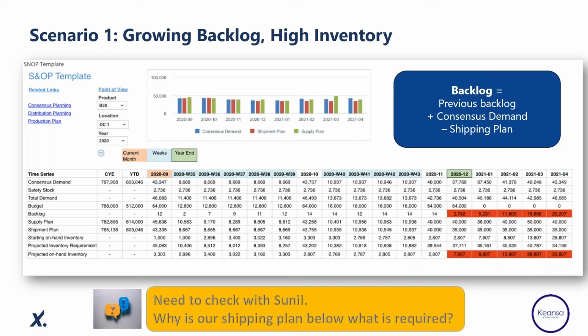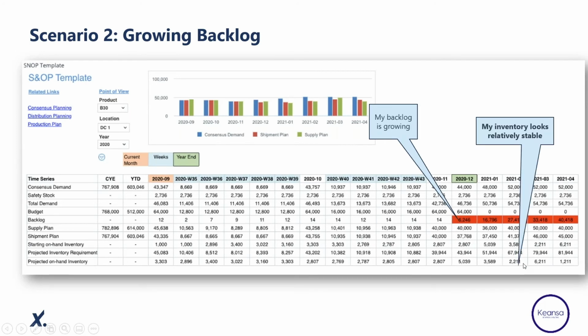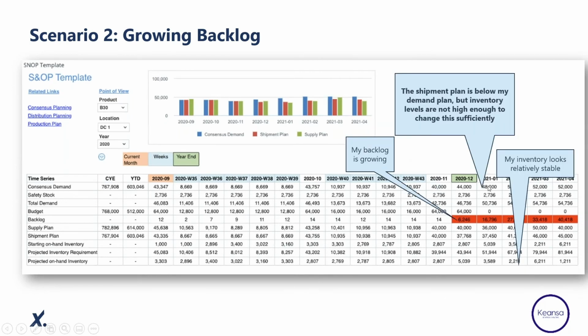Our next scenario is a growing backlog again. So we again have a growing backlog, but our inventory looks pretty stable. There's not any excess inventory there that we can ship out. So now the shipment plan is below my demand plan. We're actually shipping less than what the customer is requesting, but we don't have enough inventory to change this. So we have a problem here. We should be shipping more, but we can't. We don't have the inventory to do that.